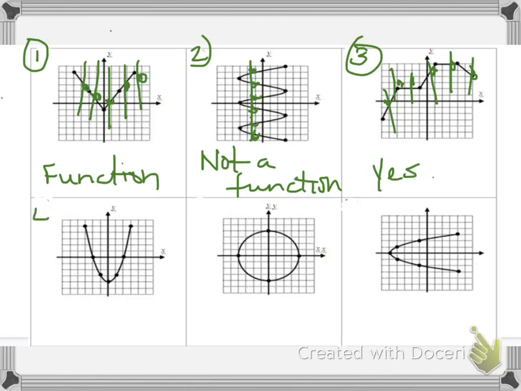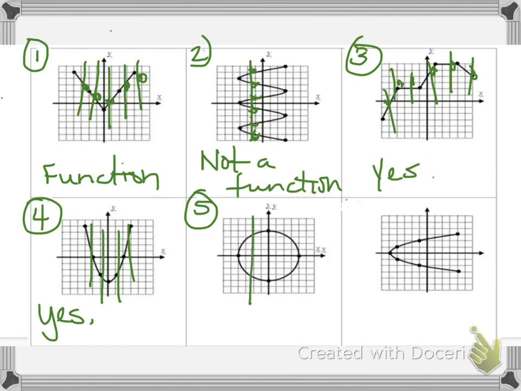What about graph number 4? Can you guys see if graph number 4 is a function? Well, if I draw my lines, yes, this is a function. What about 5? What if I draw my vertical lines here? Would this be a function? I'm passing more than once. So no, this relation is not a function.